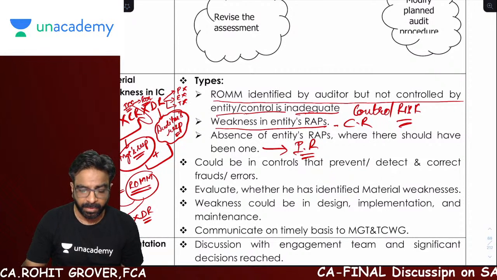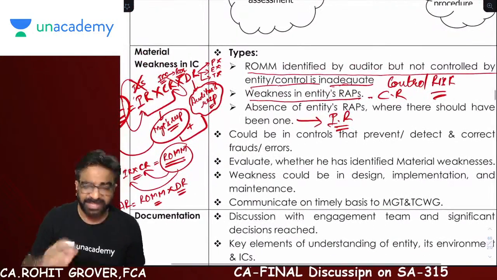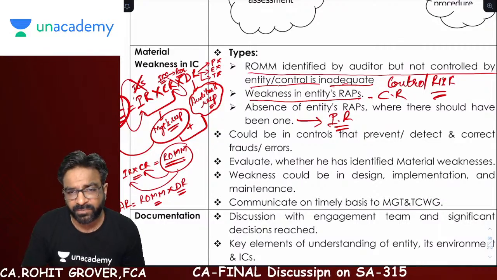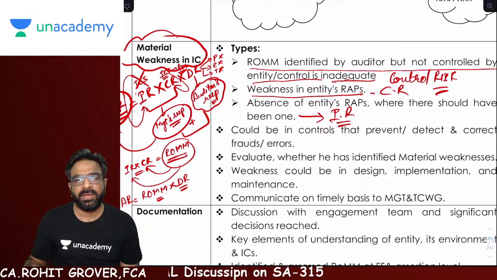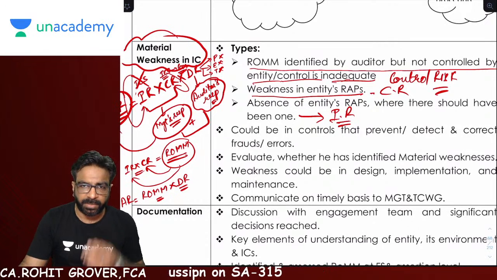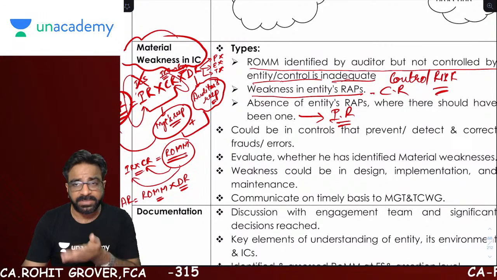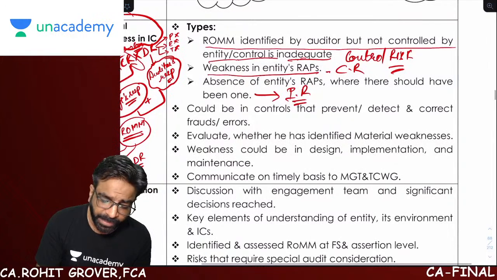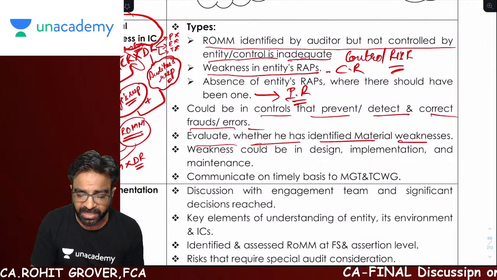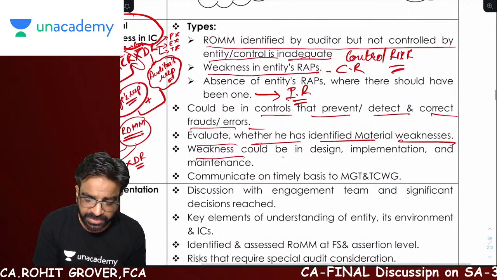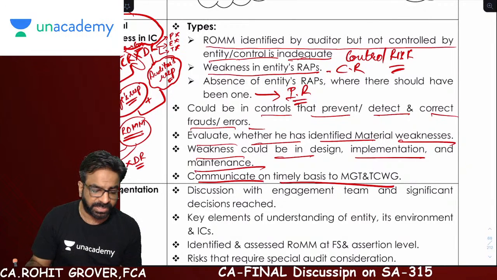Now, these are the various aspects relating to SA-315 which you should know. What material weaknesses can there be in the internal control systems? Risk of material misstatement identified by the auditor but not controlled by the entity. Weaknesses in the risk assessment procedures of the entity. Absence of controls that prevent, detect and correct frauds and errors. Evaluate whether he has identified the material weaknesses or not. Weaknesses could be in design, implementation and maintenance, and should be communicated on a timely basis to the management and TCWG.